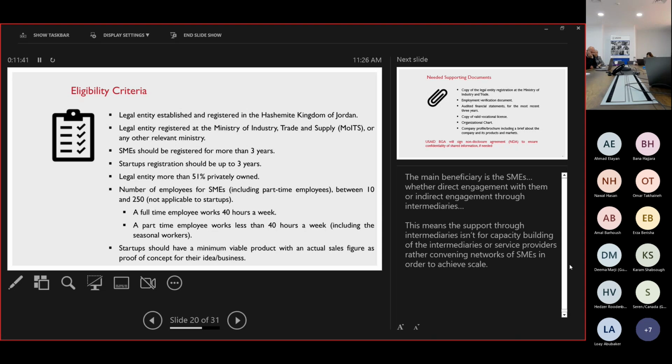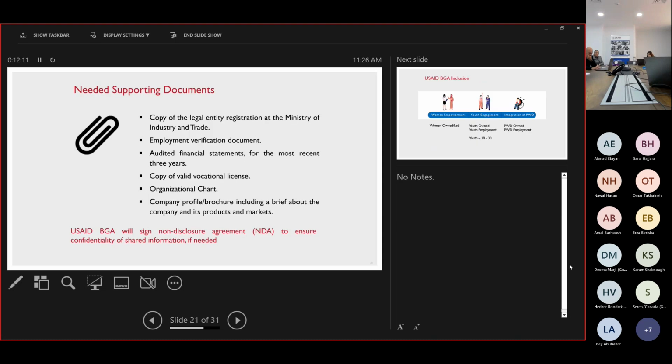The number of employees for the SMEs is between 10 and 250, and this is not applicable to the startups. The full-time employee works 40 hours a week, while the part-timers work less than 40 hours a week. The startups also should have a minimum viable product with an actual sales figure, even if it is less than 1 year registered. This is the eligibility criteria.